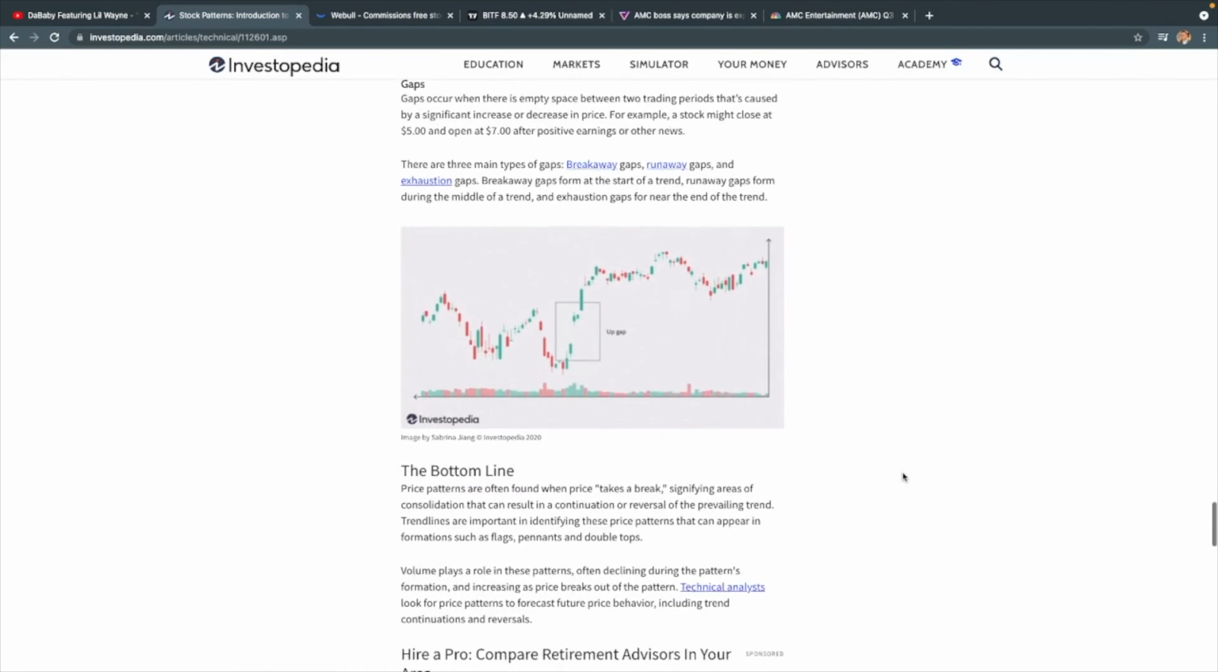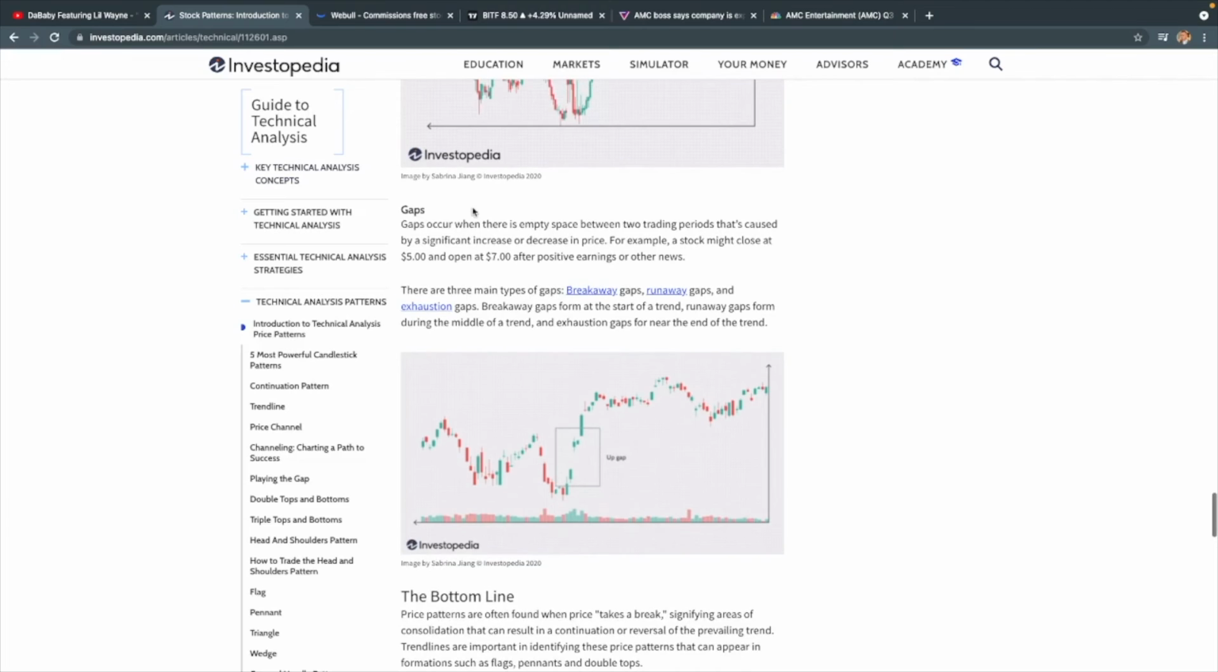And then gaps. This is the last one, right? Gaps occur when there is an empty space between 2 trading periods caused by a significant increase or decrease in price. So it'll be a big jump up or a big jump down. For example, a stock might close at 5 and open at 7 after positive earnings or other news, right? So the gap can happen up or down. And there are 3 main types of gaps. There's breakaway gaps, runaway gaps, and exhaustion gaps. Breakaway gaps often form at the start of the trend. Runaway gaps form during the middle of a trend, and an exhaustion gap is near the end of the trend, okay?